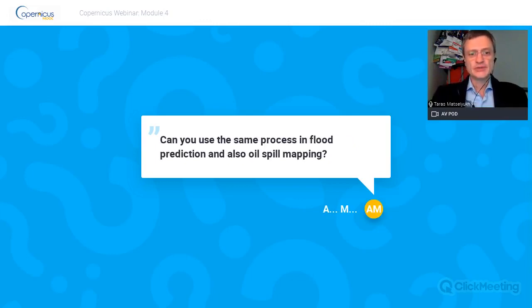Can you use the same process in flood prediction and also oil spill mapping? So, flood prediction is a different topic because it relies on simulation and prior history of floods in a particular area, because it really depends on the underground composition and on the arrangement of the area.